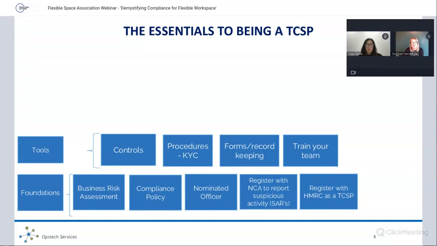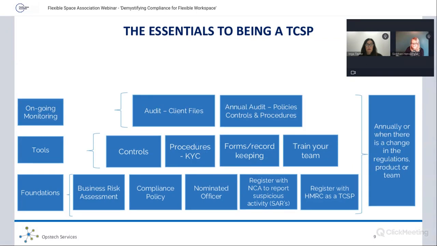If you only get 1 to 2 virtual offices a month, then it's not something to do very often. So annually is better, but you must do it at least every 2 years. This also includes new starters. Their compliance training should be part of their induction, and they shouldn't be processing any post until they've been trained. The next level is our ongoing monitoring.